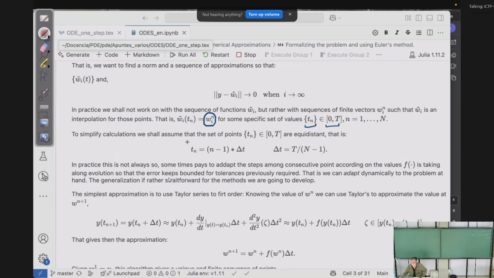So we have that t_n is (n minus 1) times delta t, so n equal to 1 is t_0, and the delta t is just this other formula, right? So here we have endpoints. So our approximations, this W_i^n, go from i equal to 1 to n. Okay.